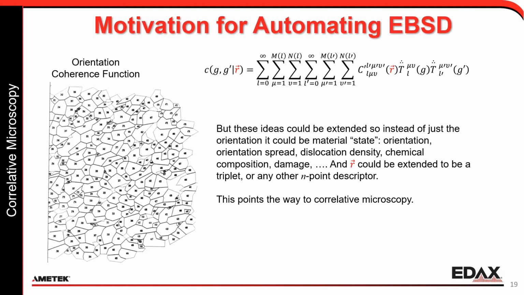Now this was focused on orientation, but it certainly could be expanded to any descriptor of the material state, whether that be chemical composition, dislocation density, or whatever it might be. In fact, the idea of statistical description of microstructure really is an area that I think could be expanded. That's not just an EBSD thing, but an area that is part of material science that I think will grow as well.